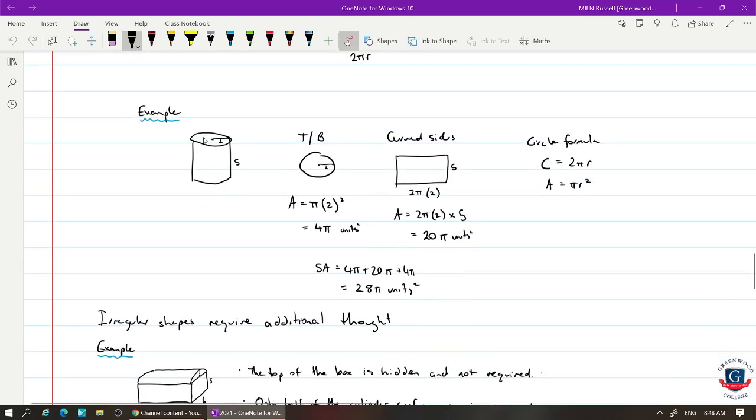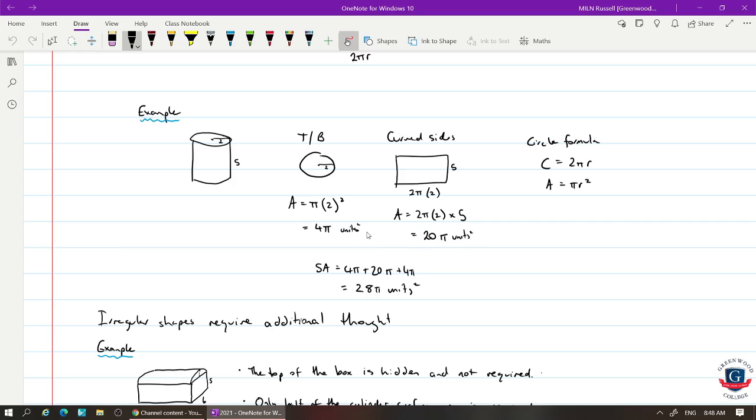Here's an example. Radius 2, height 5, they're all the measurements you need to work out the surface area of a cylinder. The top and bottom will be 4 pi units squared, pi r squared, radius of 2, 2 squared is 4, 4 times pi is 4 pi. The curved sides will be the circumference times the height. The circumference formula is 2 pi r, 2 pi times 2, which funnily enough is also 4 pi, times 5 is 20 pi units squared.